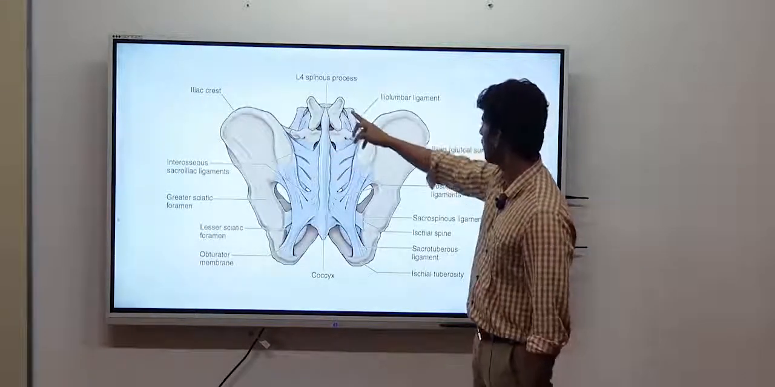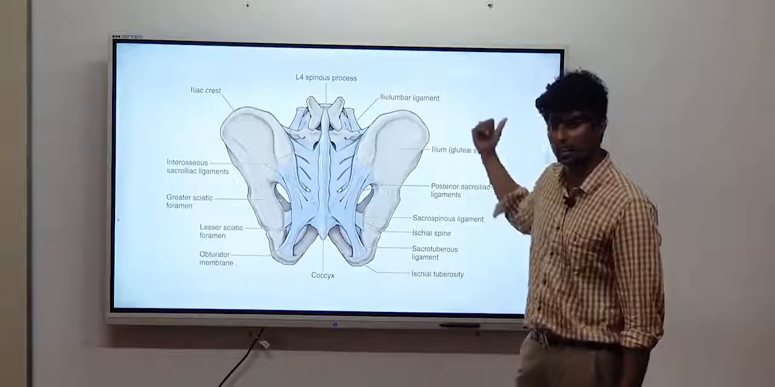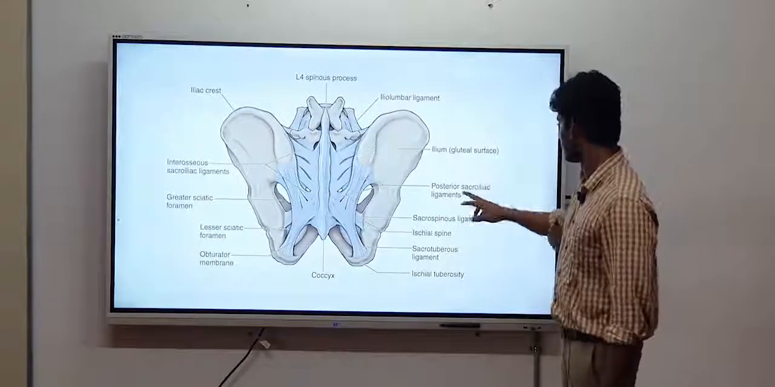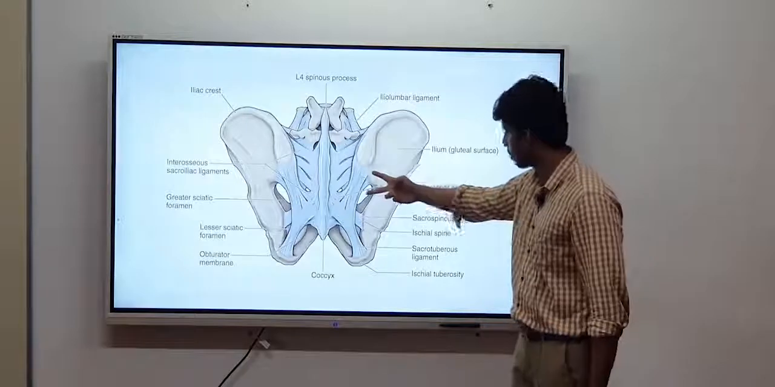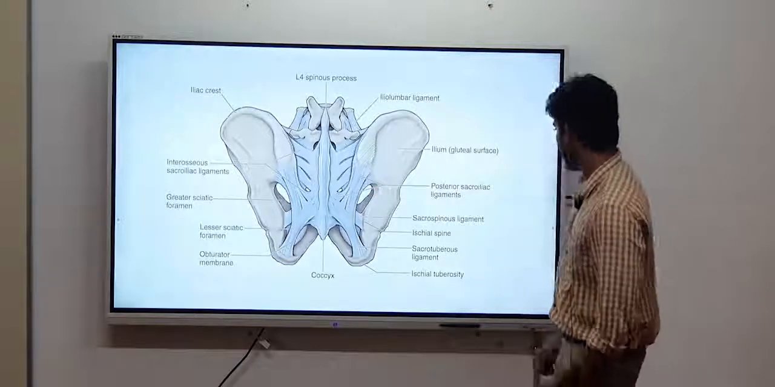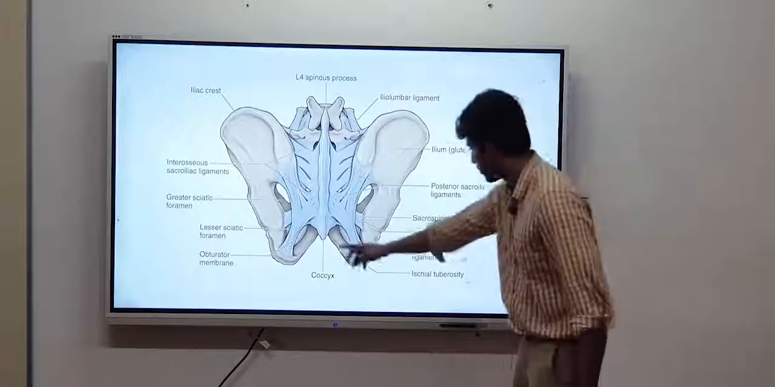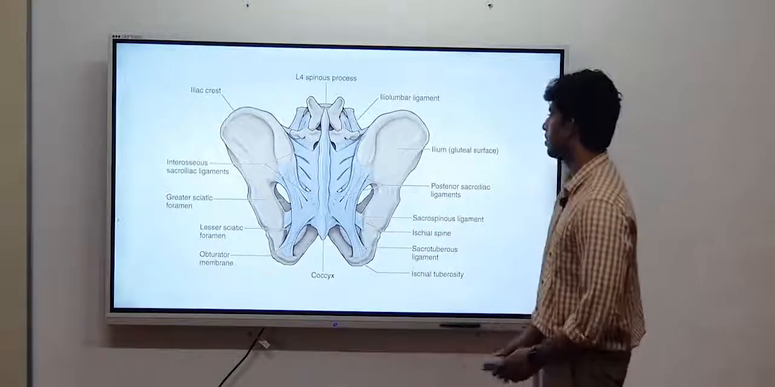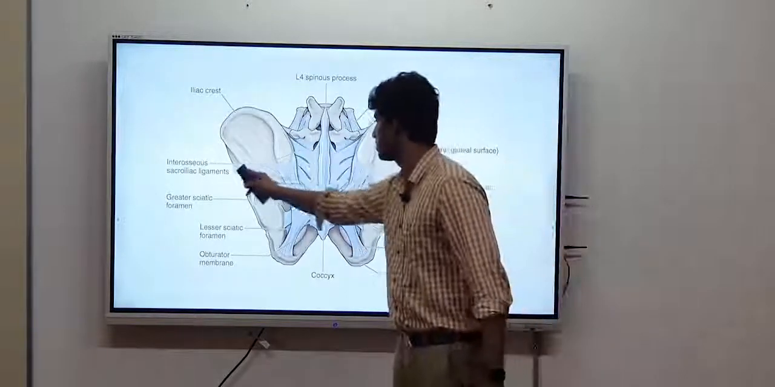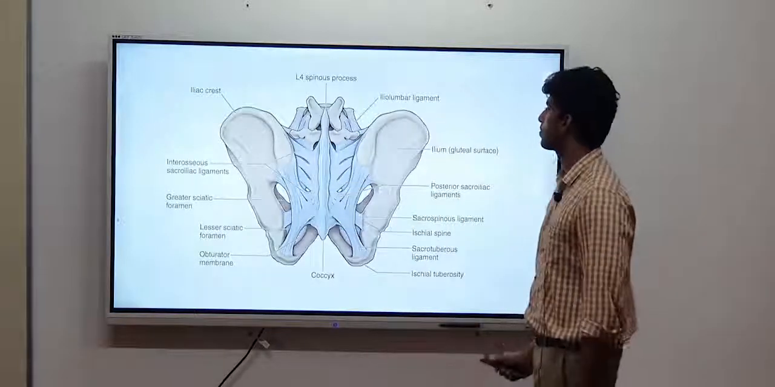This is the iliolumbar ligament that we had discussed in the last class, and the posterior sacroiliac ligaments will be oriented like this, and the sacrospinous ligaments. See here you will be able to see the coccyx, and this is the interosseous sacroiliac ligament.